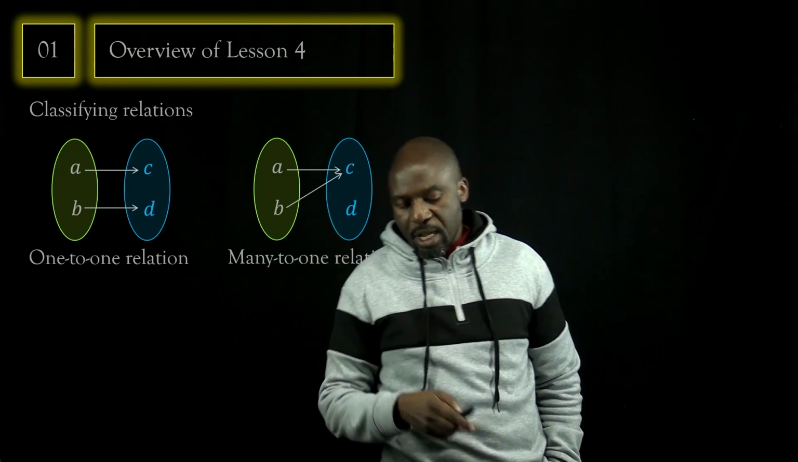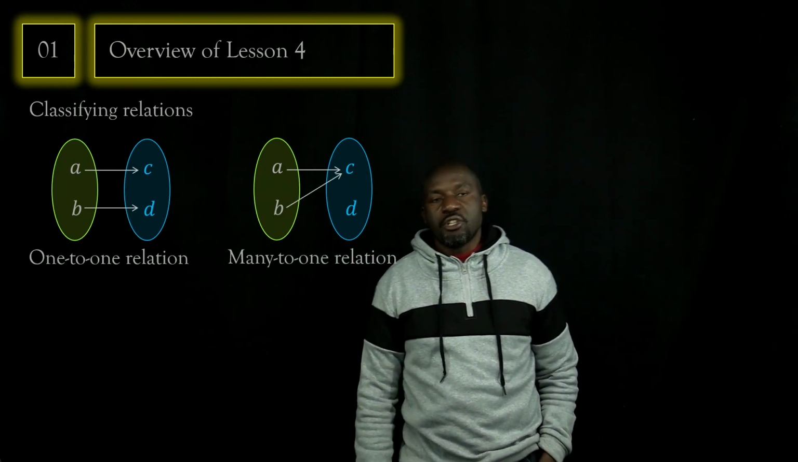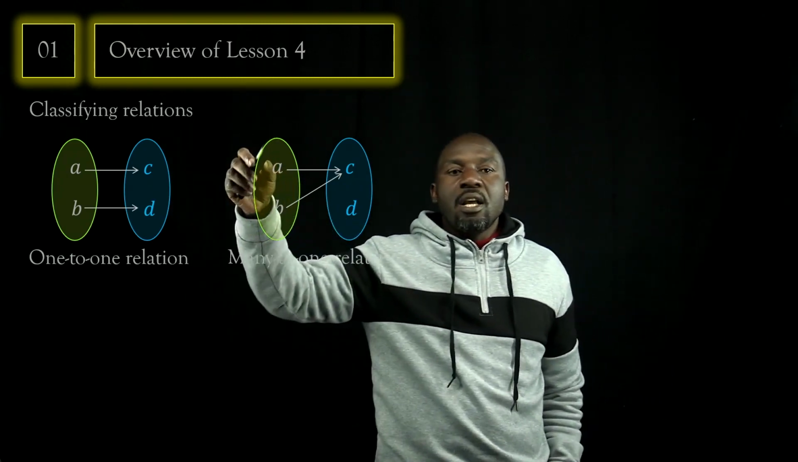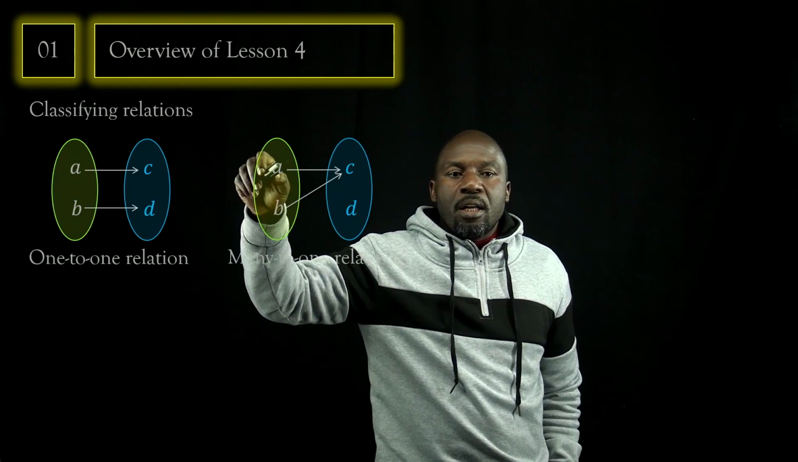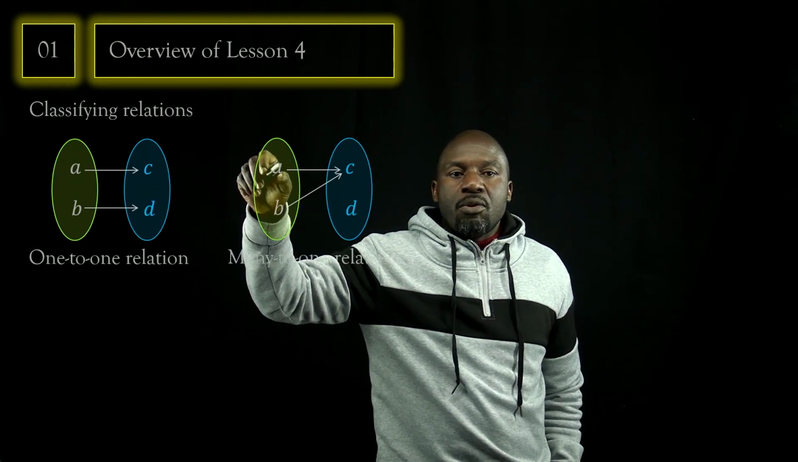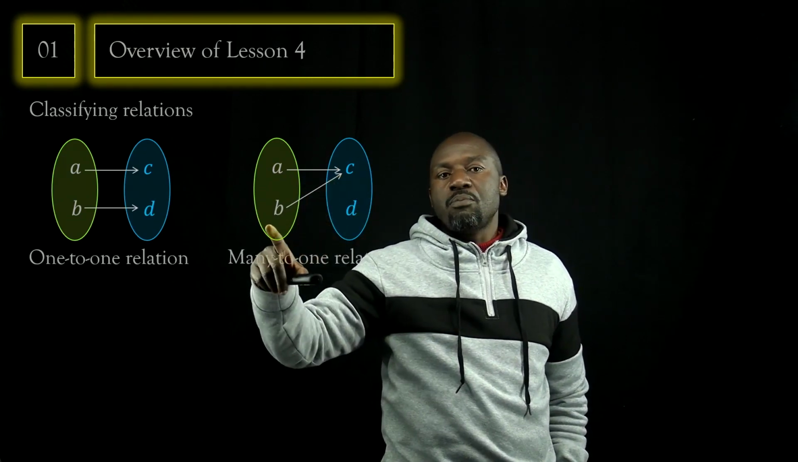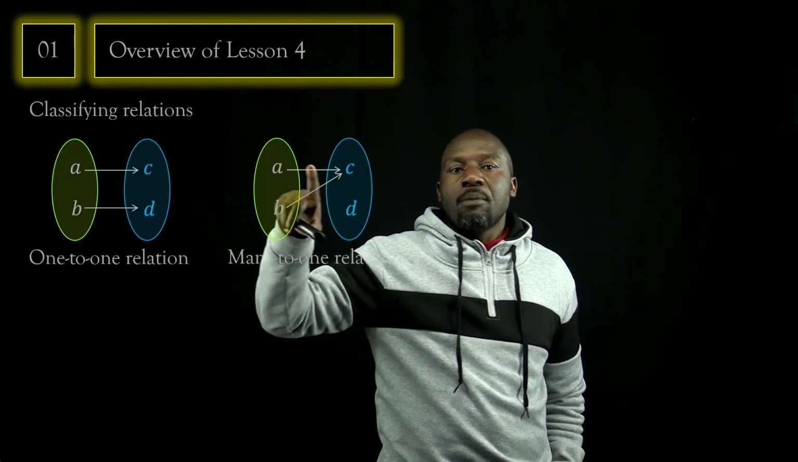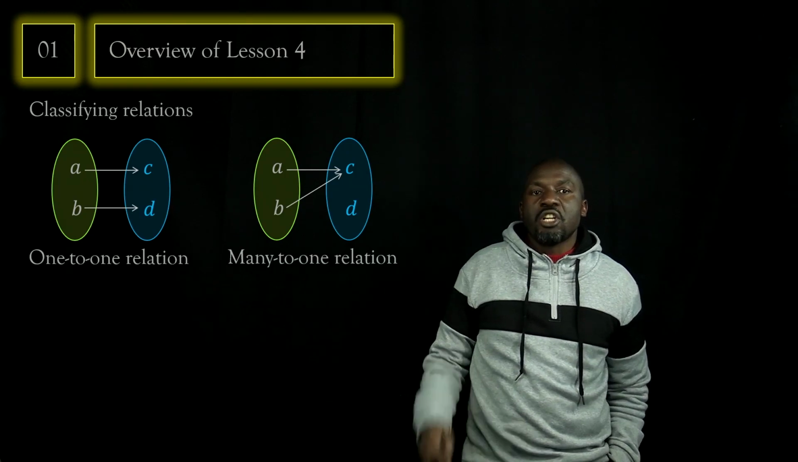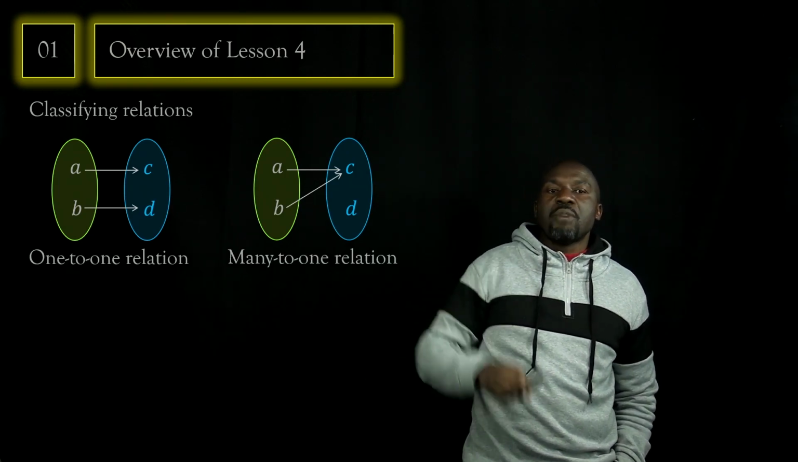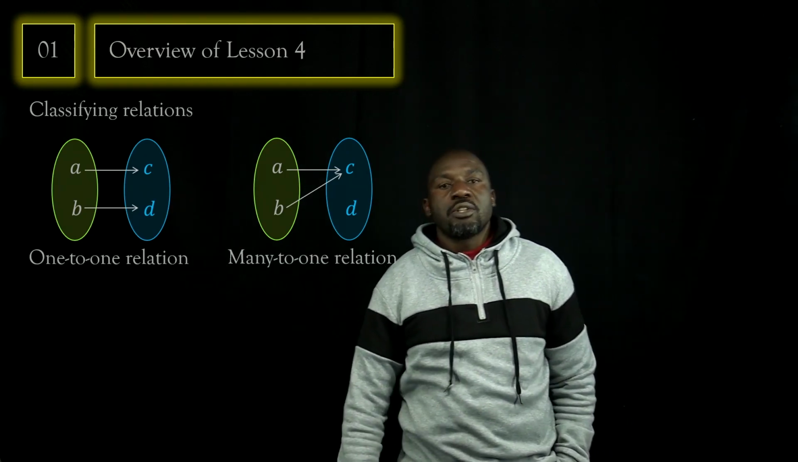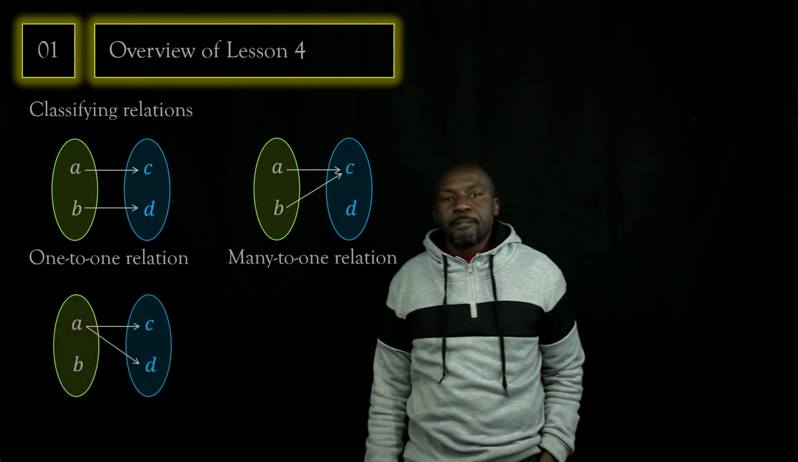So this is called a many-to-one relation. Even here you can see there is only one element that the domain maps onto. So A maps only onto C. It turns out that B also maps onto C, but we are interested in what each element maps onto. So this is a many-to-one relation, as we talked about in the previous lesson.